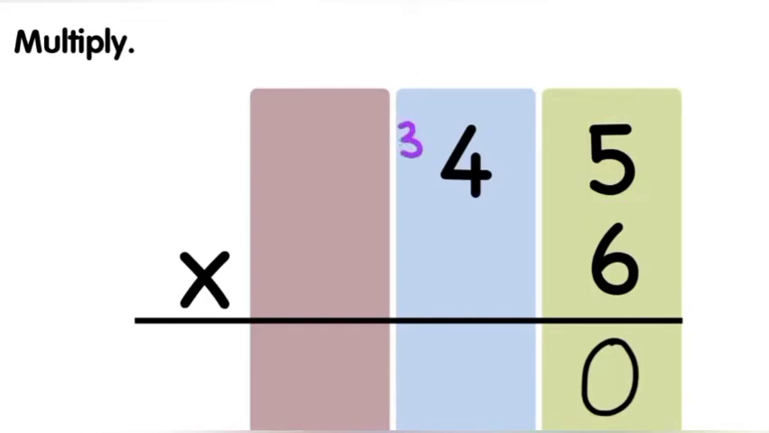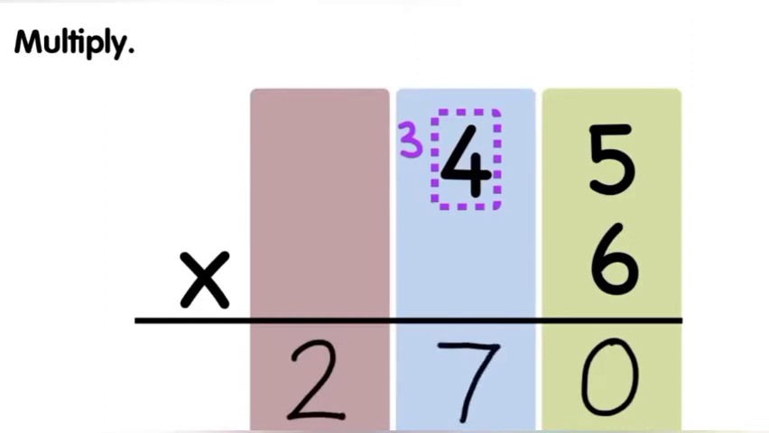Next, multiply the tens by 6 and add the regrouped tens. 4 tens times 6 equals 24 tens, plus 3 tens equals 27 tens. Regroup 27 tens into 2 hundreds and 7 tens. 45 times 6 equals 270.